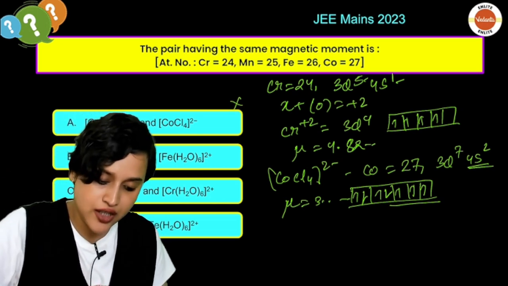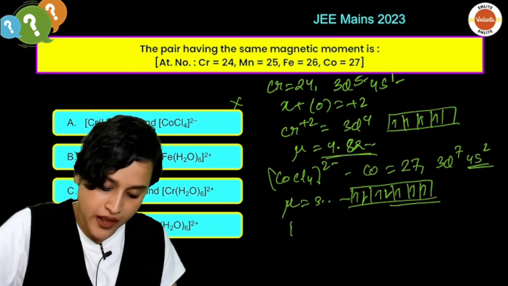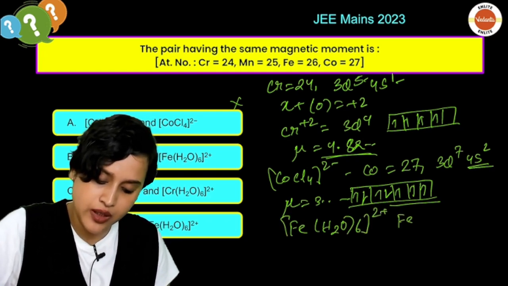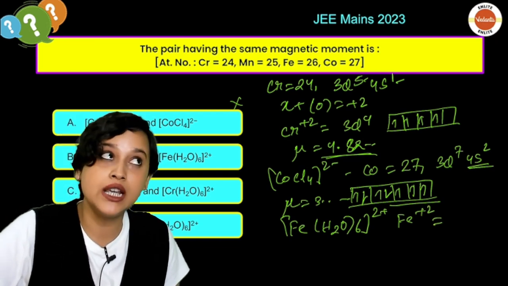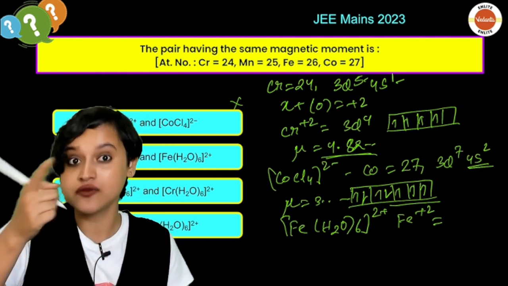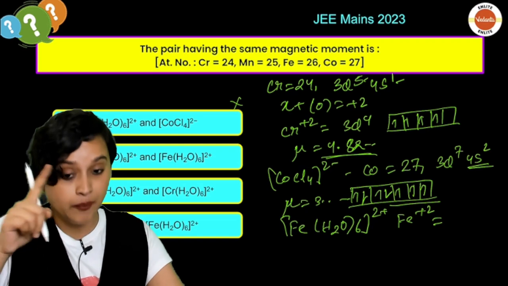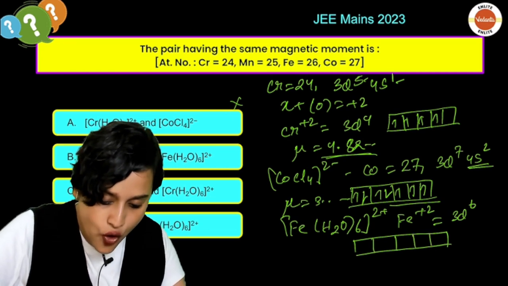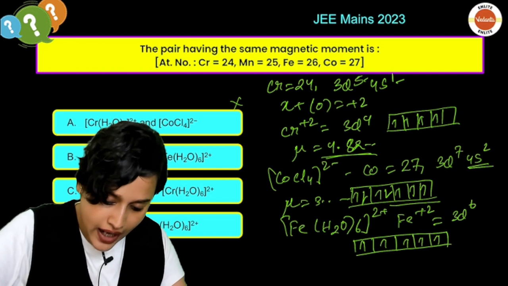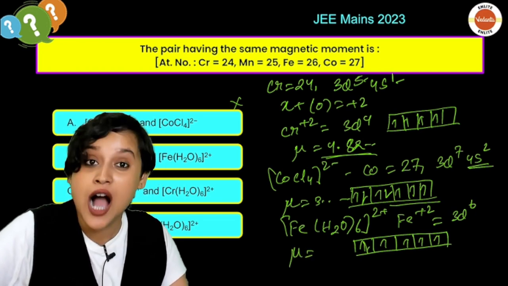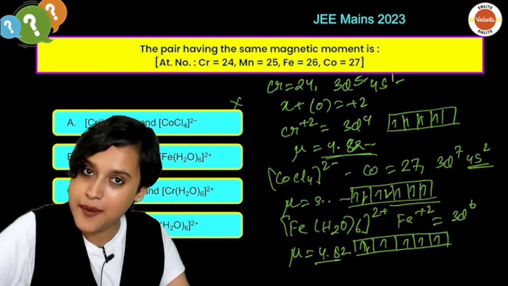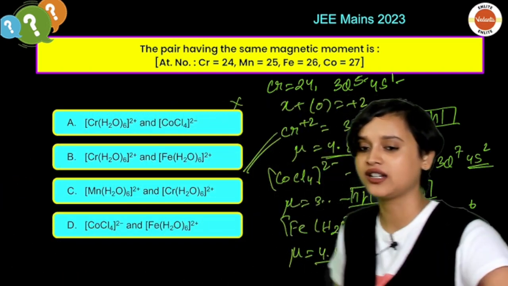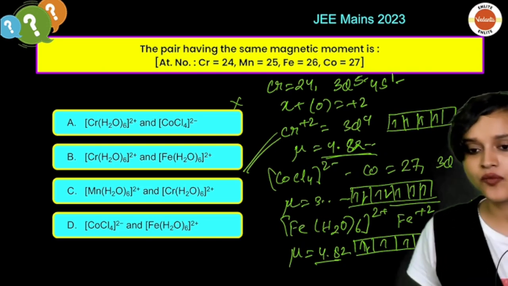Let's do it for Fe. [Cr(H2O)6]2+, we already know that it is 4 point something. Now for [Fe(H2O)6]2+, Fe will be in the plus 2 state. Normally Fe is atomic number 26, which means 3d6, 4s2. Now that it is the plus 2 state, it will be 3d6. How can I draw it, my dear students? 1, 2, 3, 4, 5, and 6. 4 unpaired electrons means how much Bohr magneton? 4.82 Bohr magneton. So option B makes sense. Option B is the correct answer. Check it out, everybody. Got it?